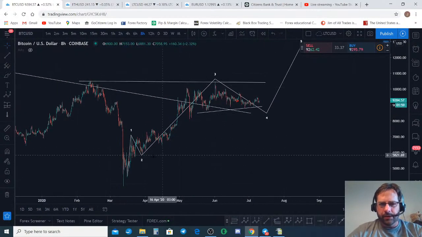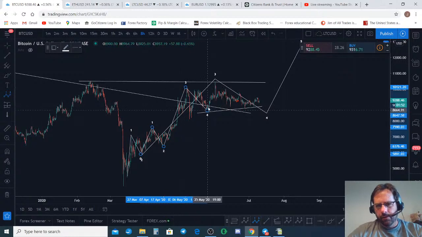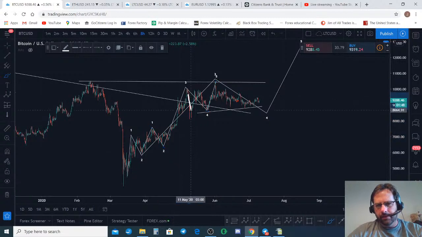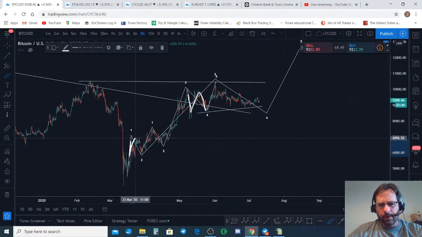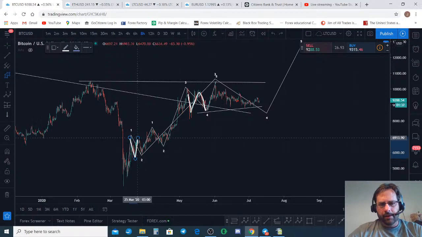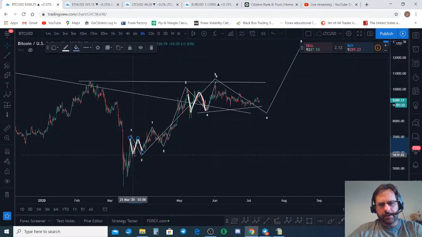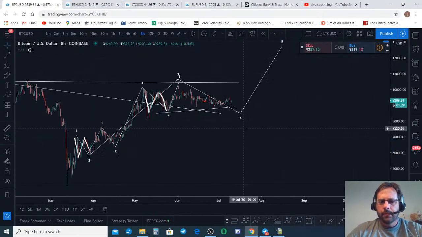Let me do a sub count of the third wave, which I always like to do. I would say 1, 2, 3, 4, and 5. And this 4 right here is a running flat. This 2 wave right here is a flat as well. Let me use this tool, it gives it a better look here. This 2 wave is a flat, which is complex. But that's what I'm seeing, just rehashing the count with you.